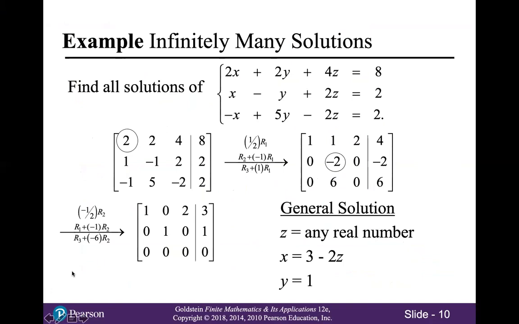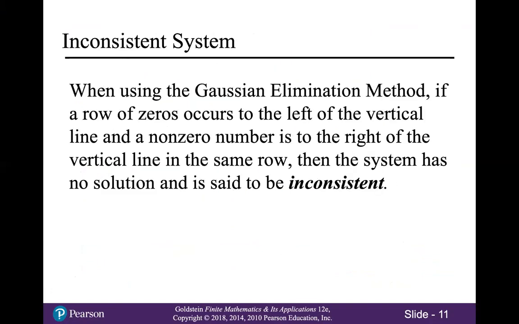And this should all look familiar. All right. Okay, so the other situation that can happen when your system does not have a unique solution is that it has no solution at all. When using the Gaussian elimination method, if a row of zeros occurs to the left of the vertical line and a non-zero number is to the right of the vertical line in the same row, then the system has no solution and is said to be inconsistent. Okay, so when we do the example, you'll see why that means no solution. Okay, it'll make perfect sense.